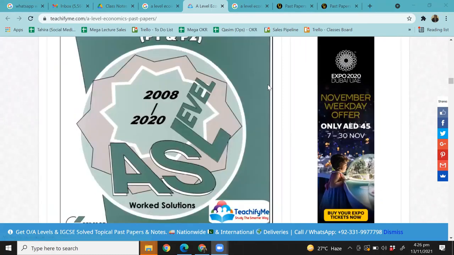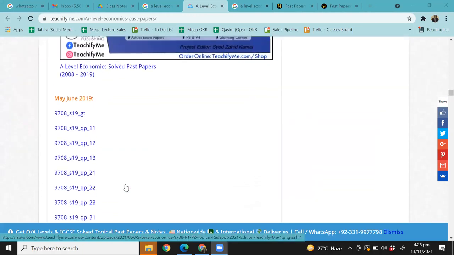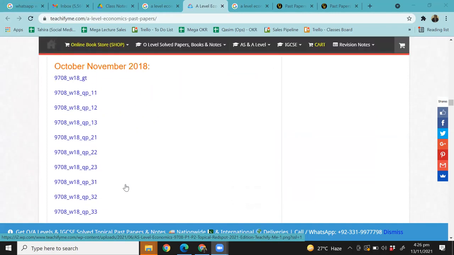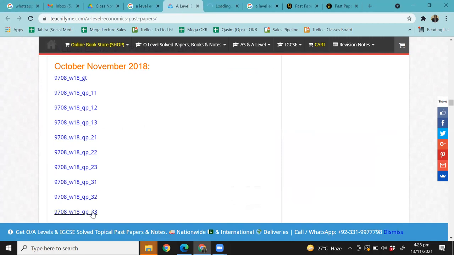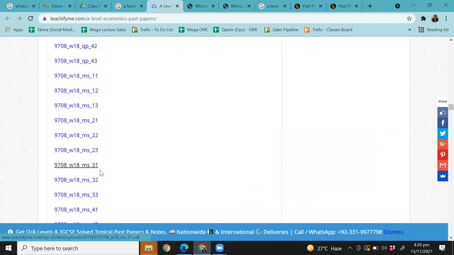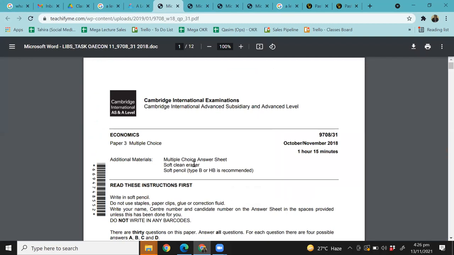Which summer 18 or winter 18? Okay, so if we open October, November 18, let's do a slightly different variant, right? So we can do 3-1 and 3-3, right? So let me open the marking scheme for these two. So here is 3-1 and here's 3-3. Right, just a second. Okay, should we do this one?